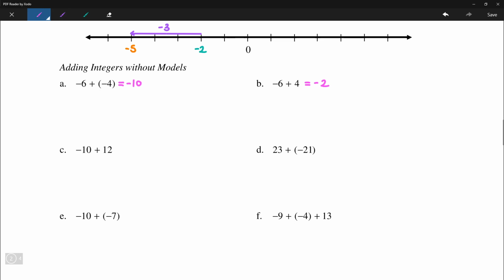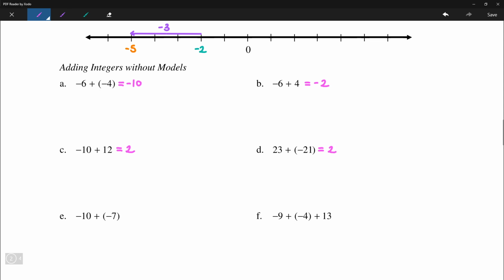From there, example C, negative 10 plus 12. So we start 10 spaces to the left of 0, and then we move 12 spaces to the right, and we'll end at positive 2, or just 2. Okay. Next one is 23 plus negative 21. So we start at 23 and move 21 spaces to the left, which gives us a sum of, again, 2.